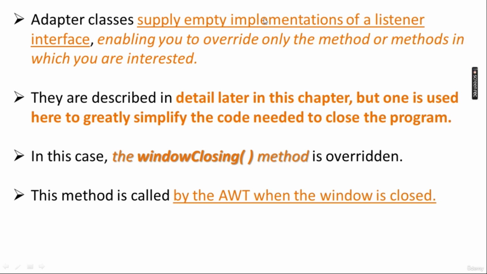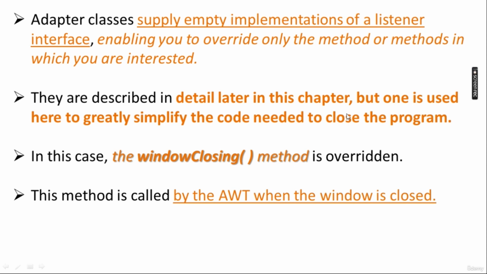Adapter classes supply empty implementations of listener interfaces, enabling you to override only the method or methods in which you are interested. So empty implementations are provided by adapter classes. Whichever methods you require, only those you will implement. It is not compulsory to implement all the methods. The detailed methods we will see in this chapter.